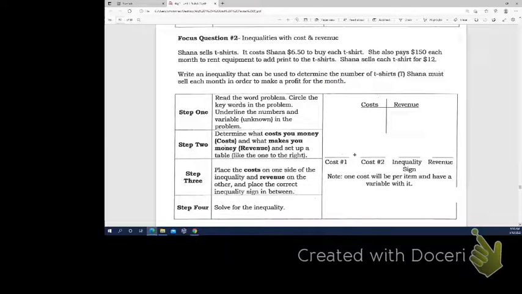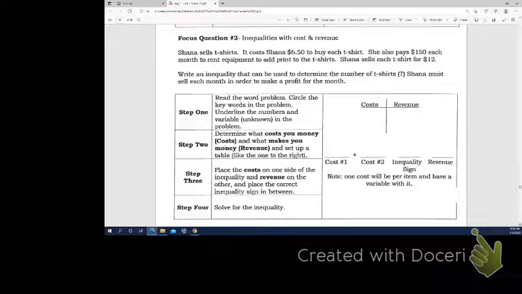All right, so focus question 2 is why we talked about cost and revenue. Remember, that's like our expenses and our sales. And so if someone makes a profit, then their revenue would have to be more than their cost, or their cost has to be less than their revenue. Okay? Because if the costs are more than the revenue, you didn't make any money, right? You're still in the hole. You're still losing money.